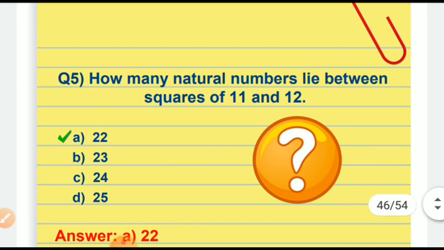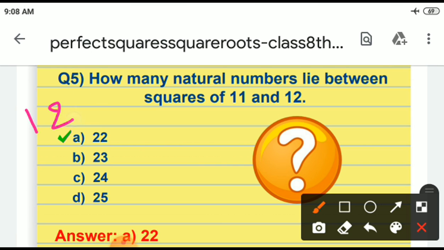Correct. Question number 5. How many natural numbers lie between squares of 11 and 12? Very good question. क्या किया था बेटा? 11 squared and 12 squared. How many natural numbers lie in between these? 11 squared is, you are knowing, 121, correct. And 12 squared is 144. Isn't it? Subtract it. So 3, here 2 and 0.